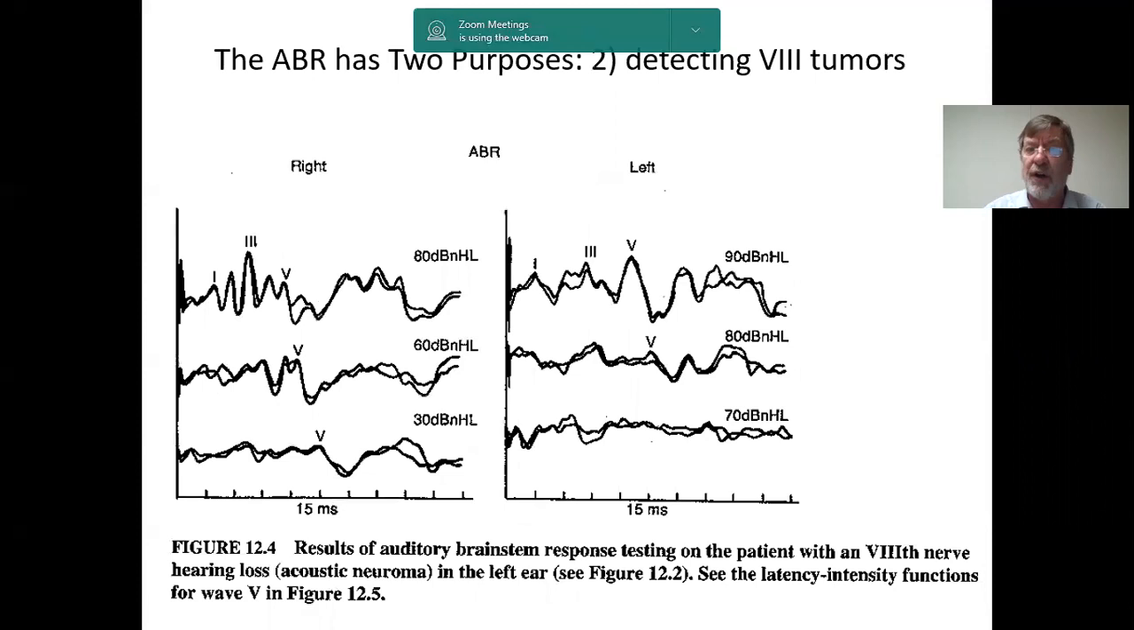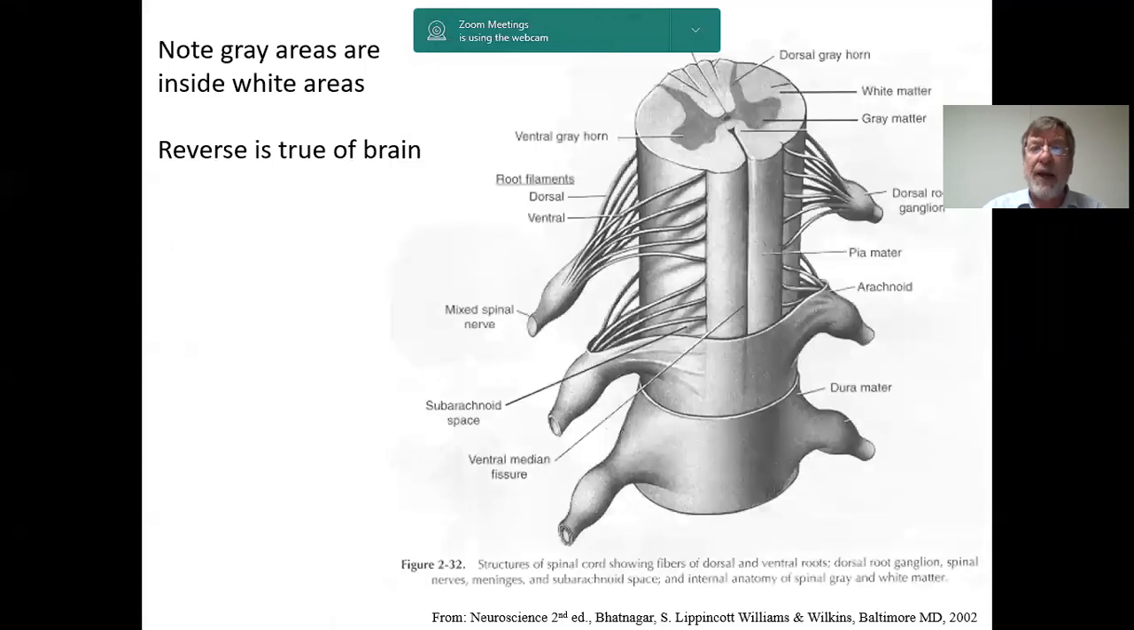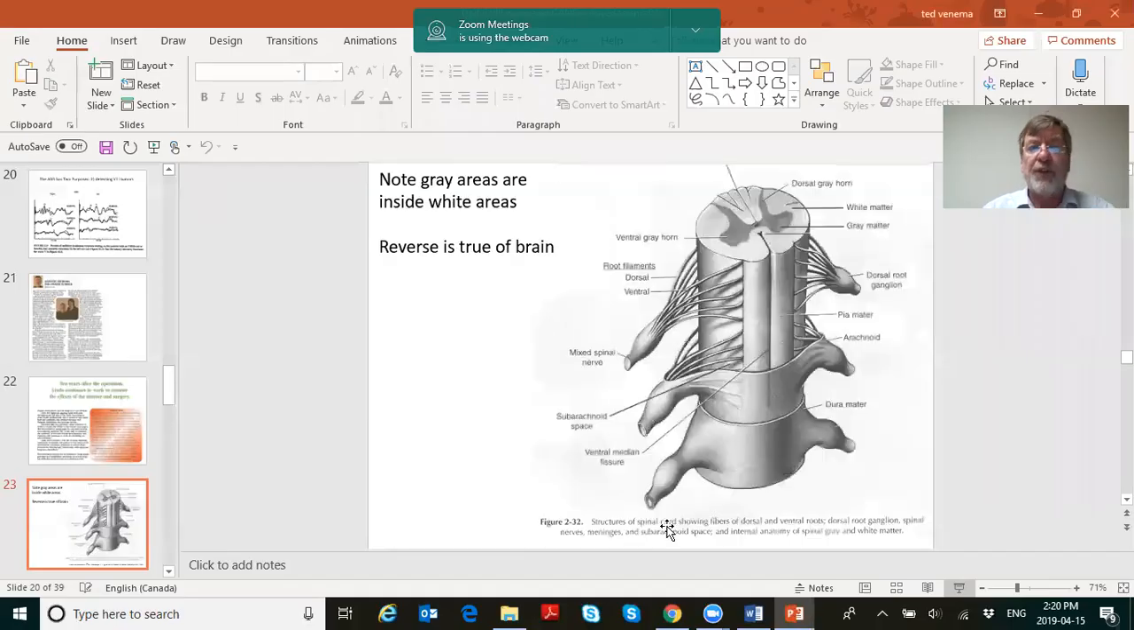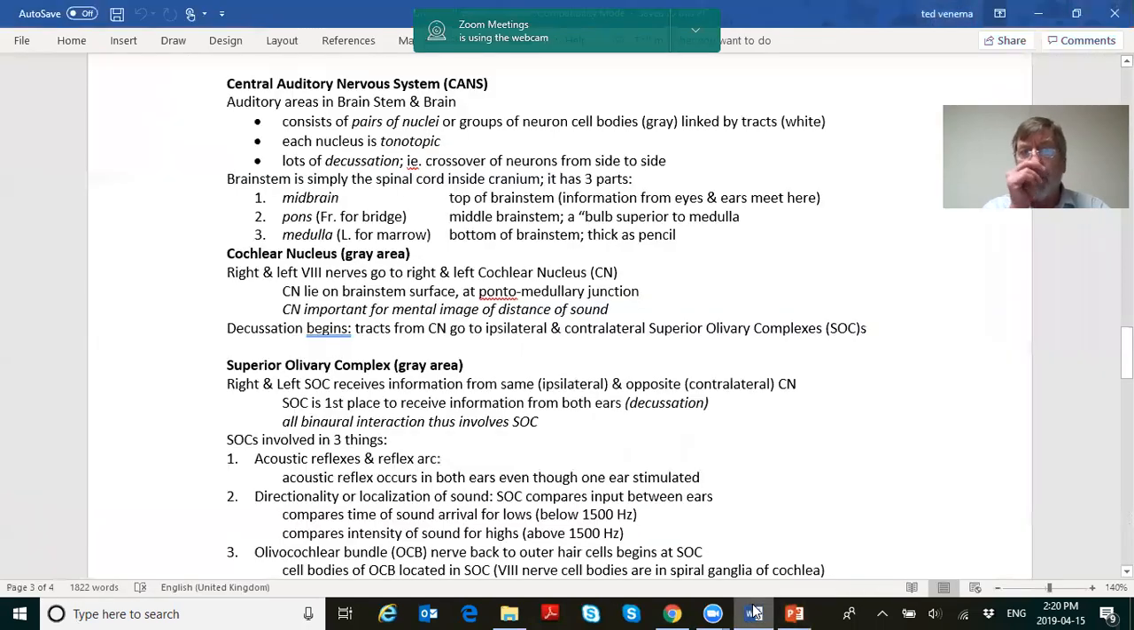That's the other purpose of the ABR. Here the right ear is normal, and the left ear may not even have much of a hearing loss. It may be a 20 or 30 decibel sensorineural hearing loss, and yet the person's ABR is completely disappearing already at 70. So, tumor.